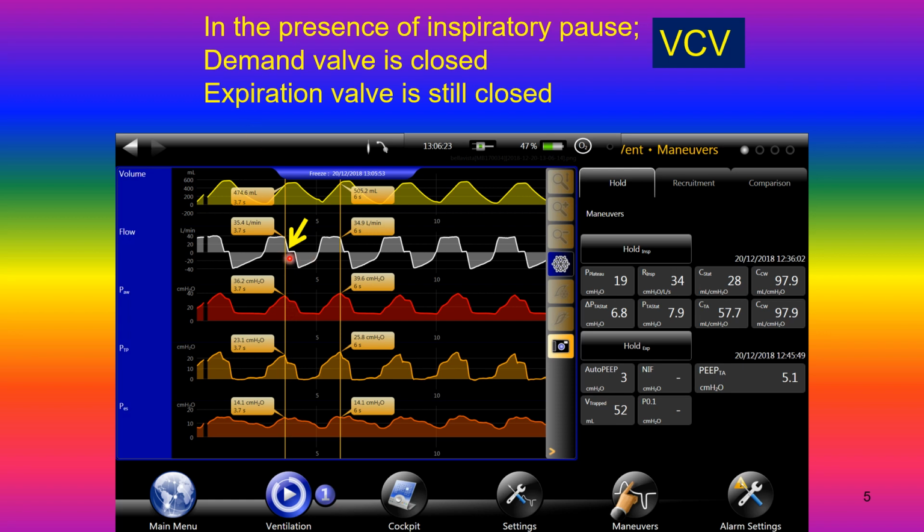This is the inspiratory pause. In the inspiratory pause, the demand valve is closed and the exhalation valve is closed. So there is no flow, and the tidal volume which is delivered is trapped to produce this pressure, which is the plateau pressure. That's why from this inspiratory pause we can measure the total compliance of the lung. This is an important point, the preset of inspiratory pause in volume controlled ventilation.